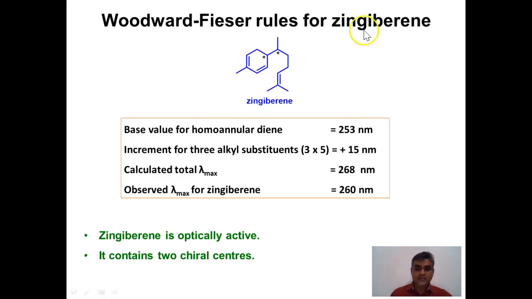Now let us see here how this lambda max value is calculated in gingiberine molecule. The observed value here is 260 nanometer and the calculated value here is 268 nanometer on the basis of Woodward-Fieser rule applied to gingiberine. The base value for homoannular diene is 253 nanometer, and there are three increments.